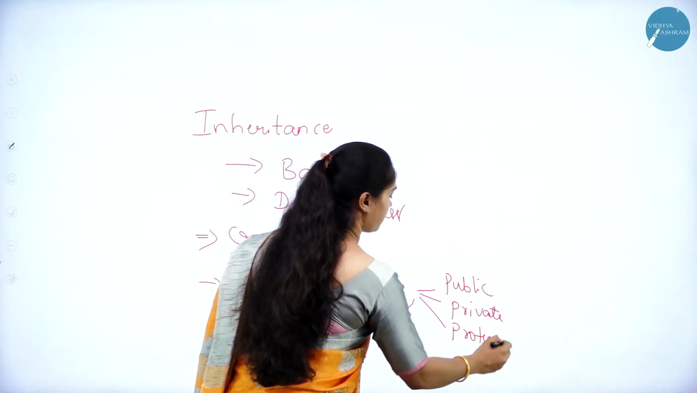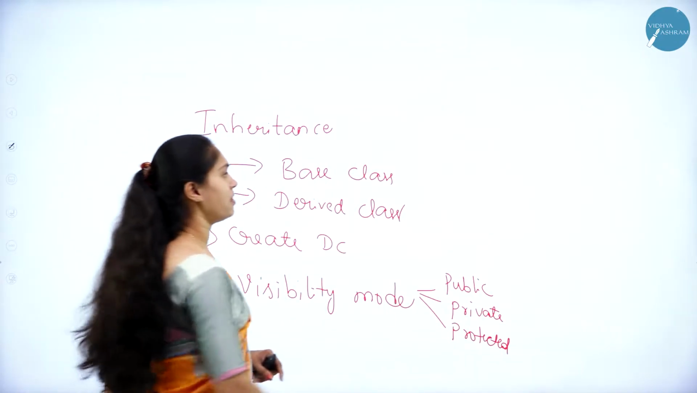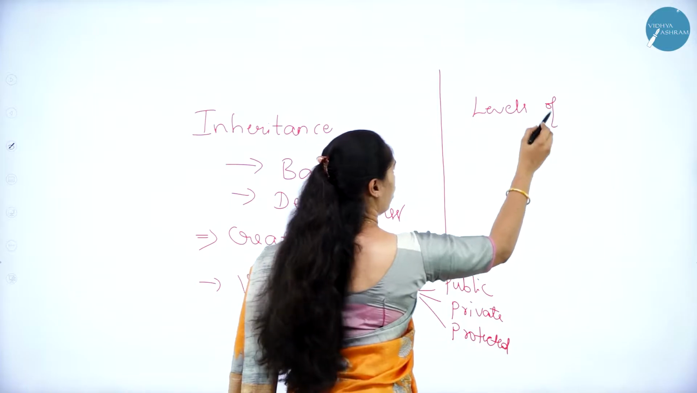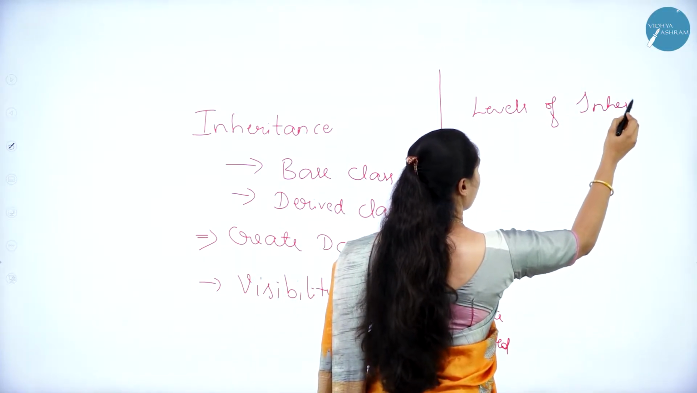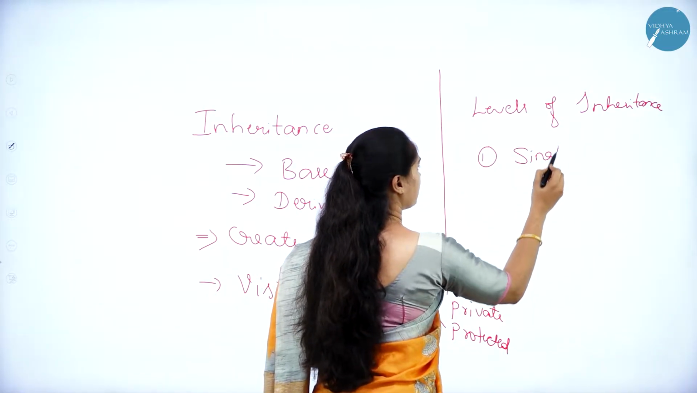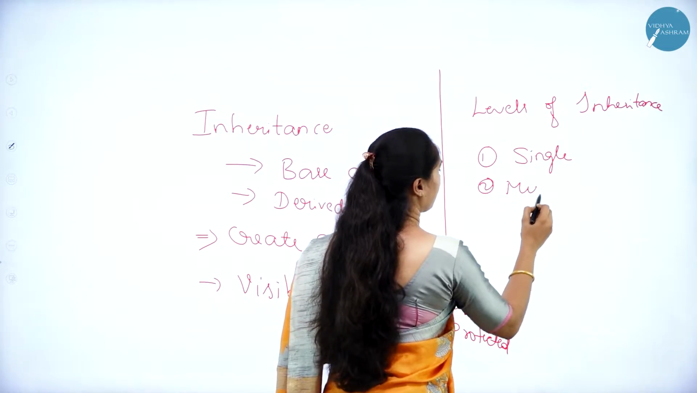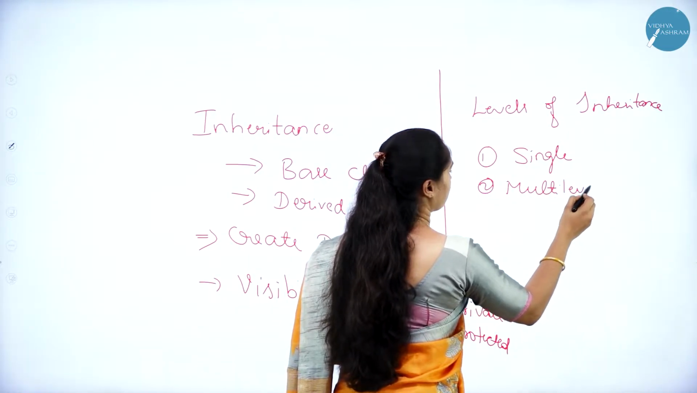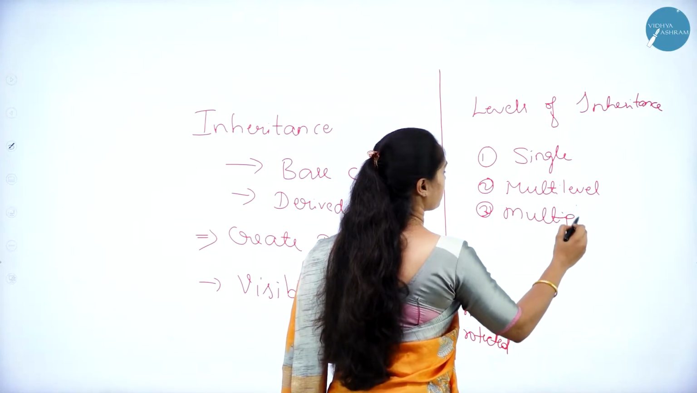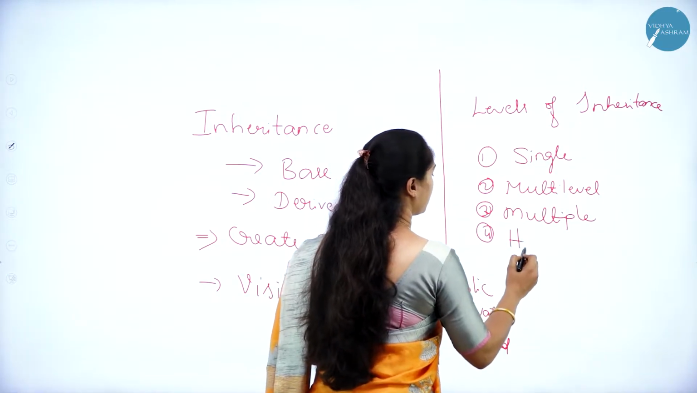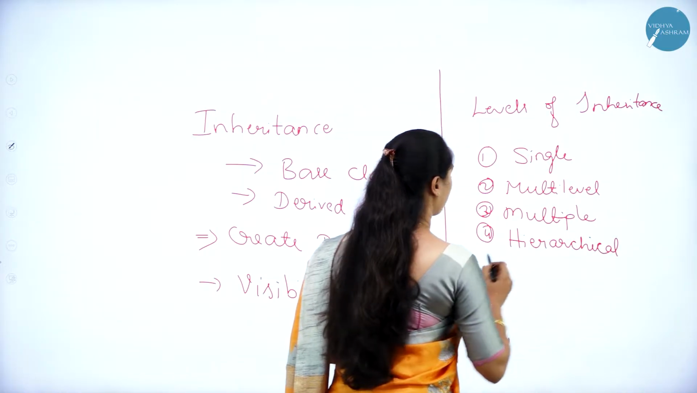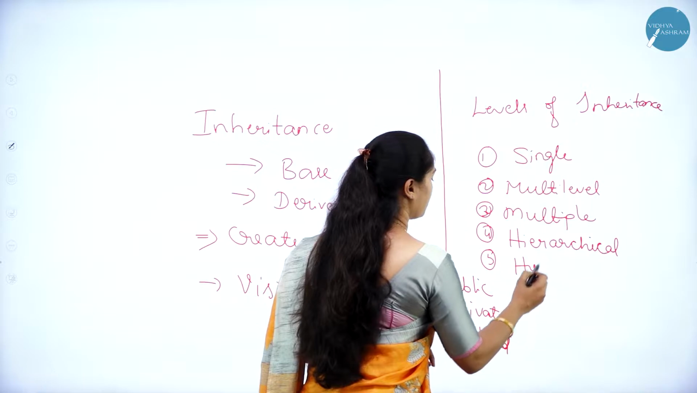After this, a very important concept, that is levels of inheritance. That is also considered as categories of inheritance. How many categories do we have in inheritance? Totally we have 5 types of inheritance. One is single inheritance, and we have multi-level inheritance, and we have multiple. Then we have hierarchical inheritance. At last we have hybrid inheritance.